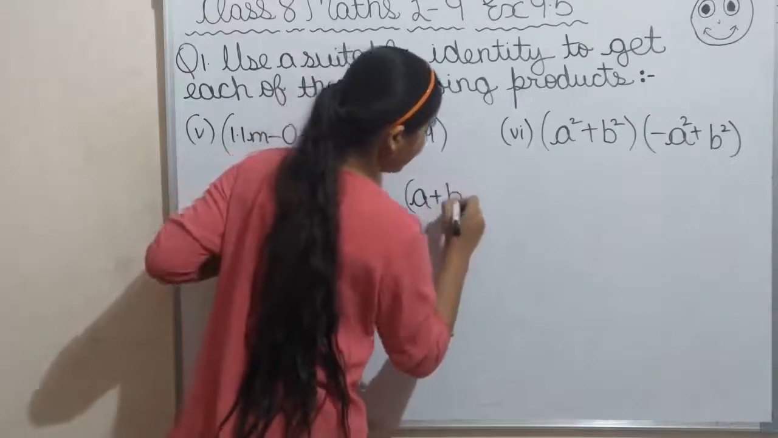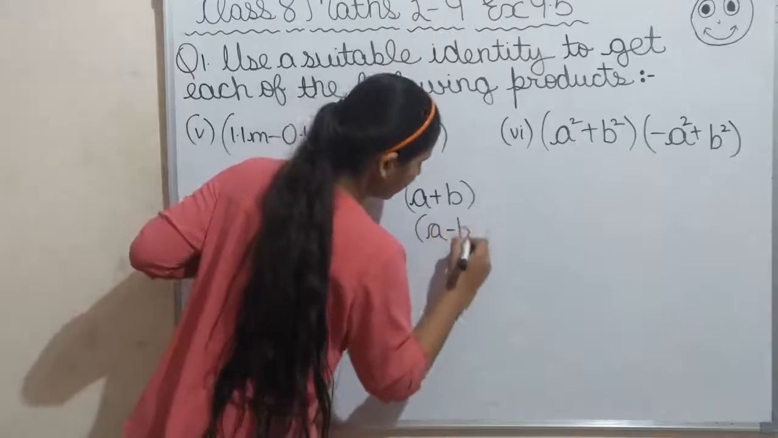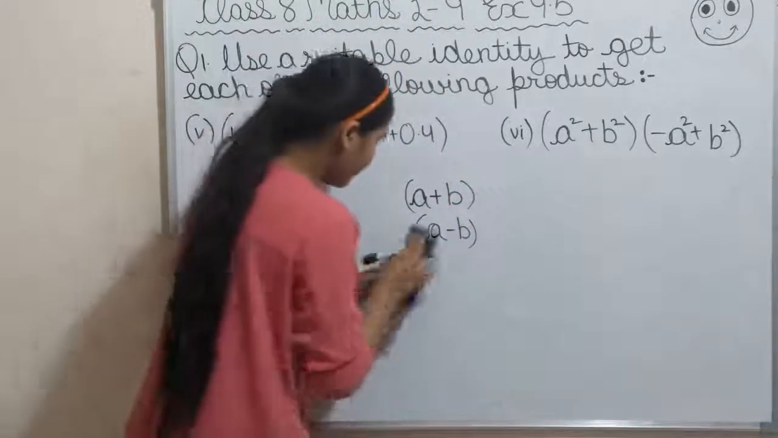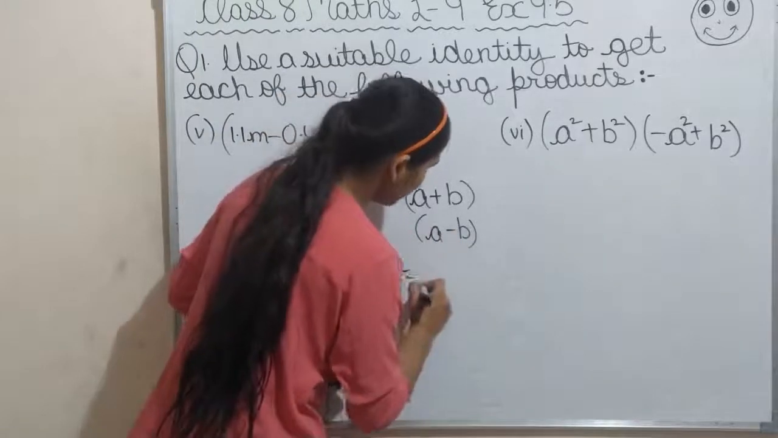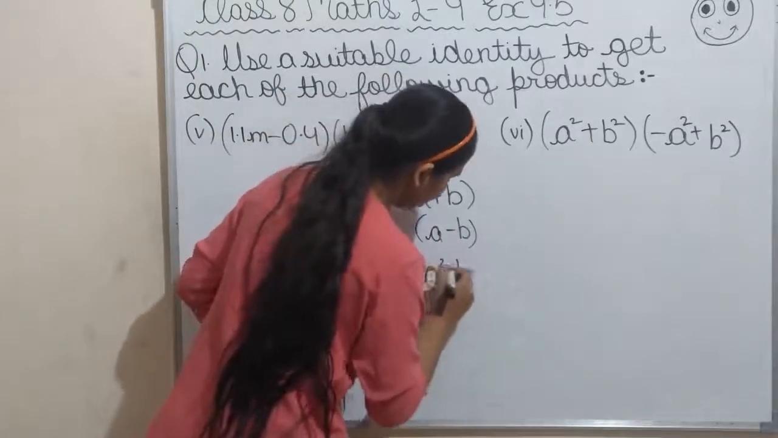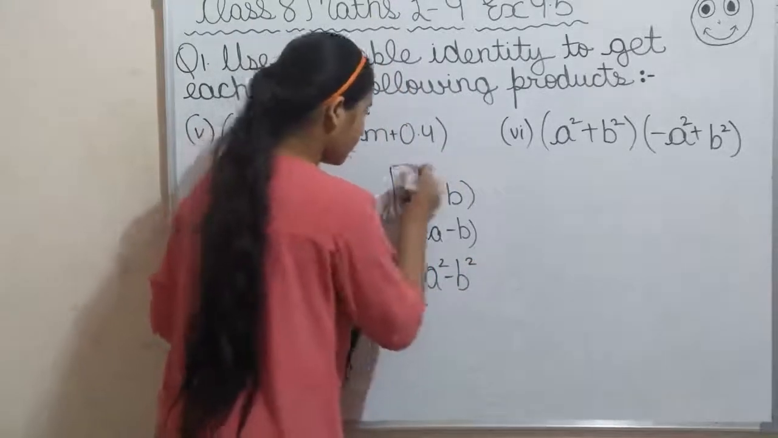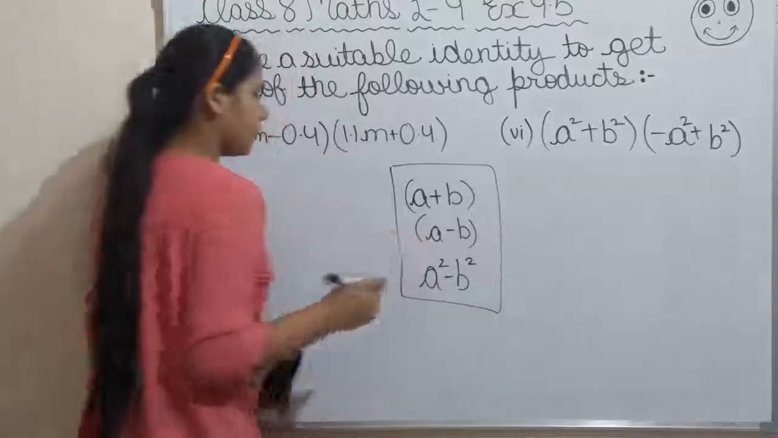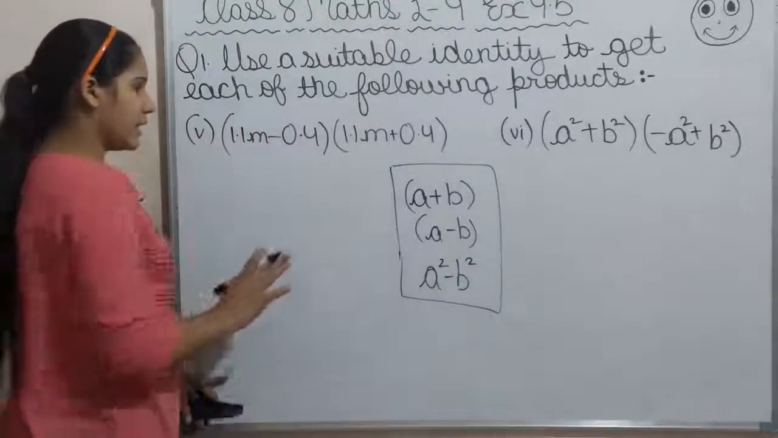(a + b)(a - b) is equal to a square minus b square. This is our property. So let's apply it to this question.